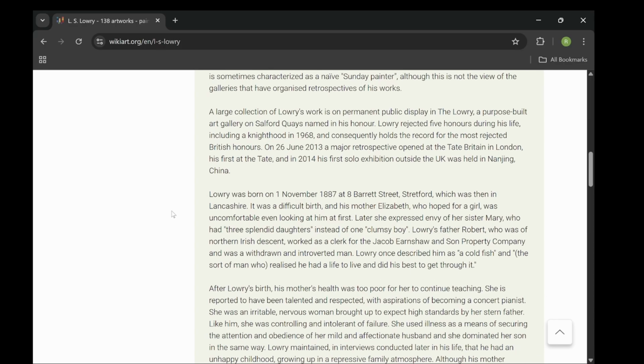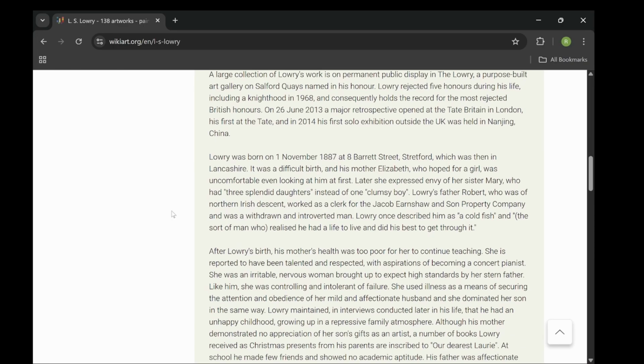A large collection of Lowry's work is on permanent public display in the Lowry, a purpose-built art gallery in Salford Quays. It'd be cool to go and visit that one day. He rejected 5 honours during his life, including a knighthood in 1968, and holds the record for the most rejected British honours, which I like as well.